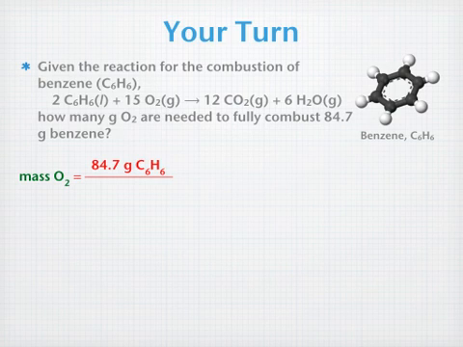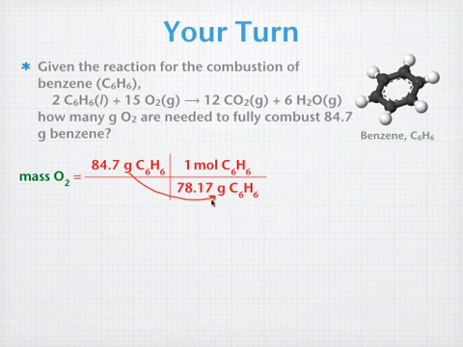First thing we want to do is cancel out the grams of the benzene and get to moles of the benzene. So let's multiply by 1 mole of benzene over the molar mass. Remember, mass in the numerator means that we have to have mass in the denominator so they can cancel out. That leaves us with the moles of the benzene.